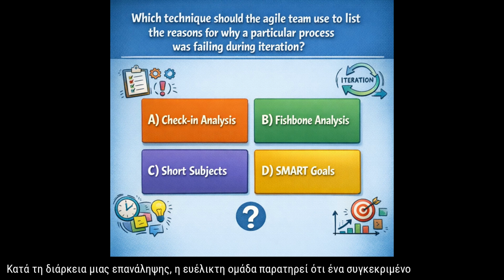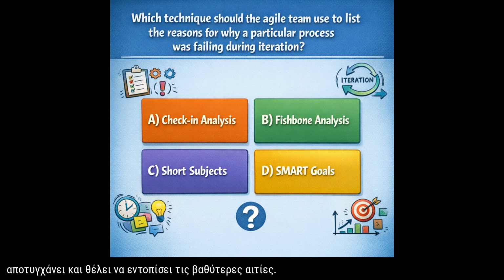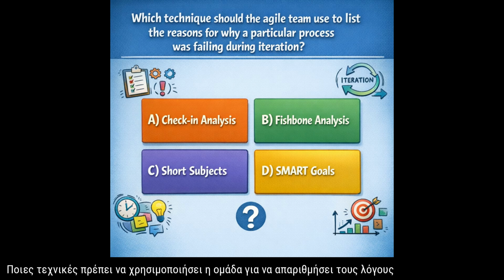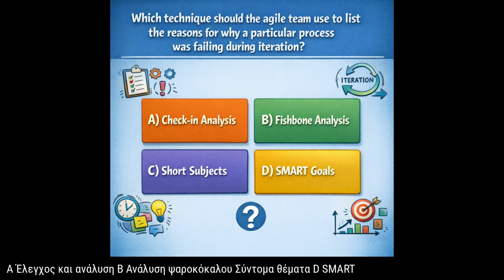During an iteration, the Agile team notices that a particular process is failing and wants to identify the root causes. Which technique should the team use to list the reasons for the failure? A, check sheet analysis; B, fishbone analysis; C, short subjects; D, SMART goals.